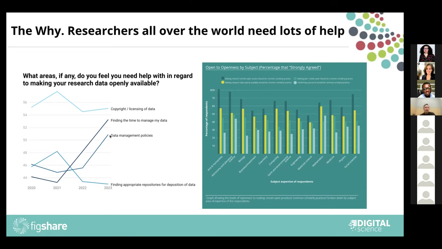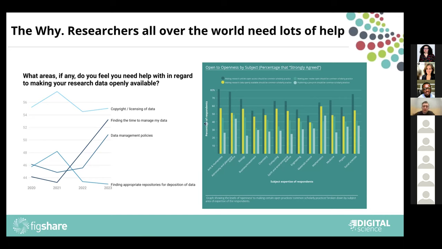So you may know the data management policies for your local funders. Do your funders say that researchers have to make their data available? If they do, your researchers need help. They don't know this. And finding the time is always going to be a problem. So it's good to be aware of what is happening.